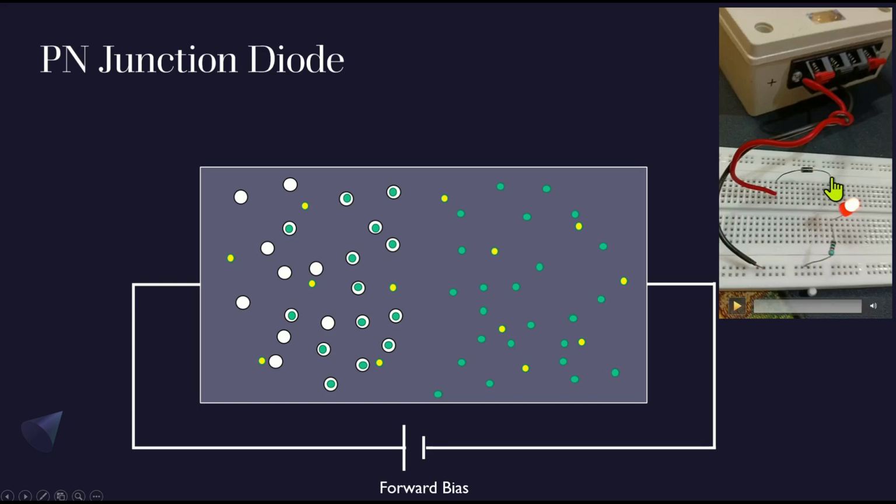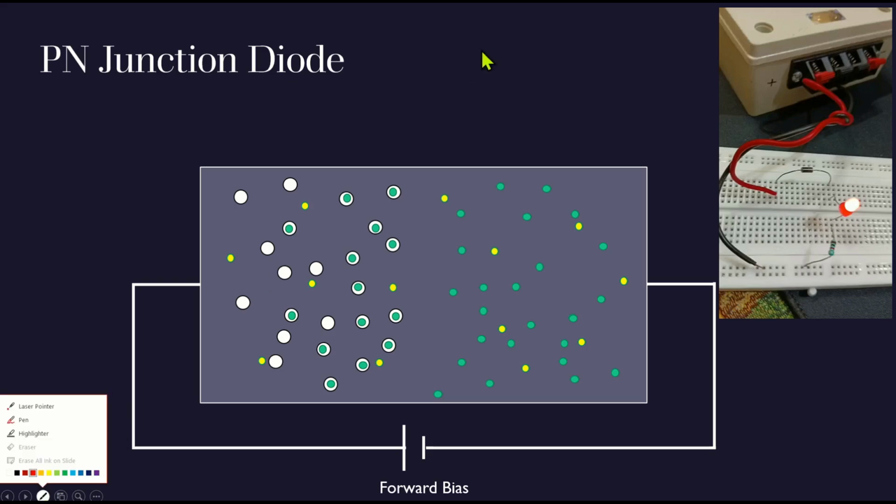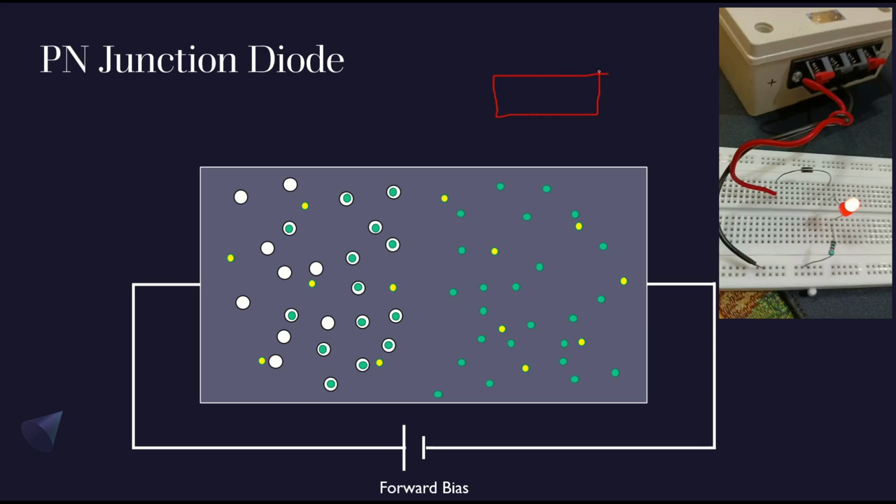So how to identify this diode, which side is P or which side is N? We can identify that with the help of a mark which is present over the diode. As you can see here, this is your PN junction diode, and in that there will be a mark, and that mark represents the N side or cathode side, and the other side will be the P side or the anode side.